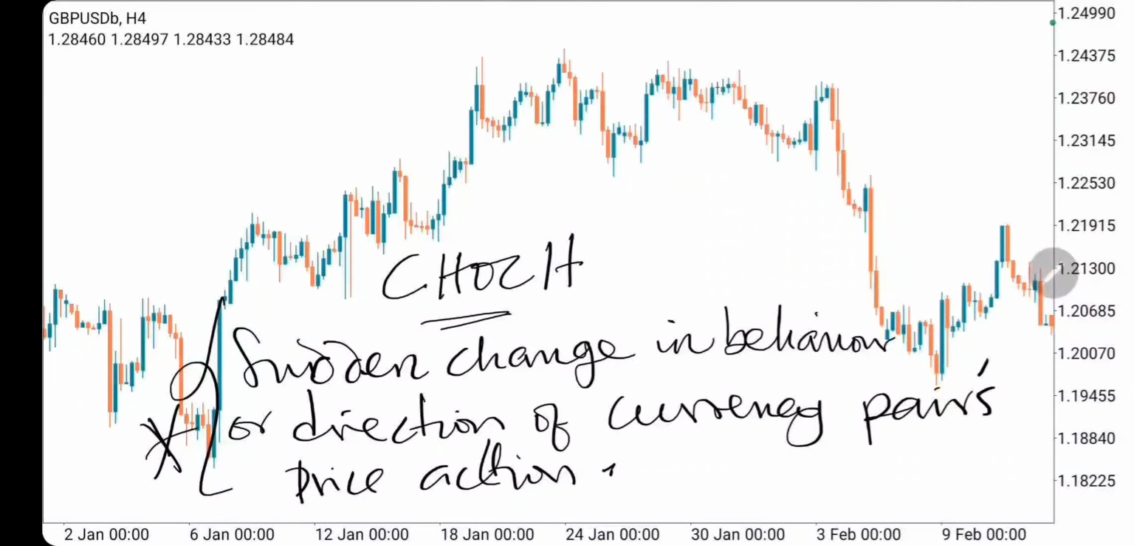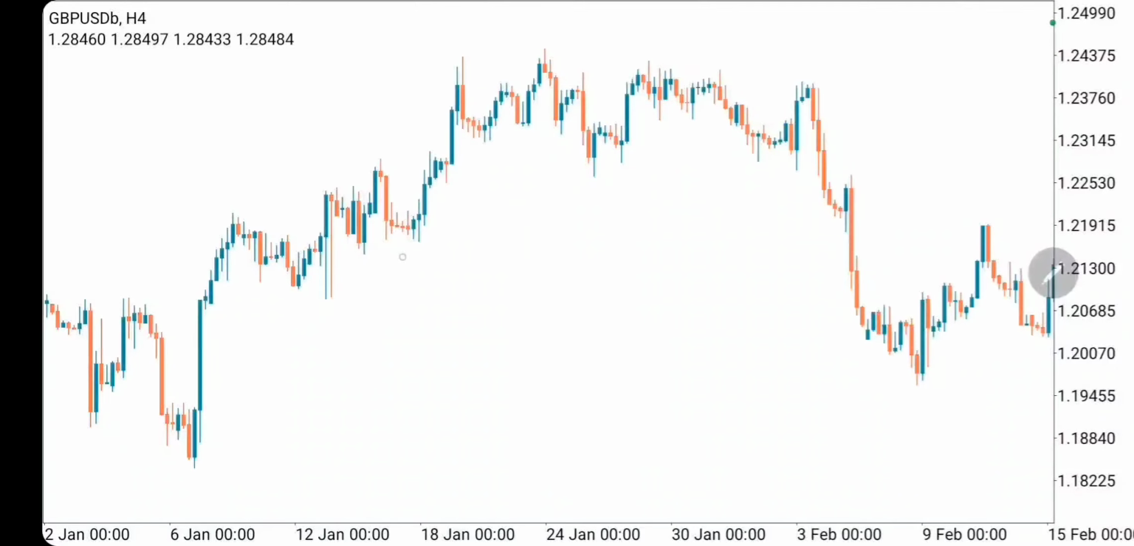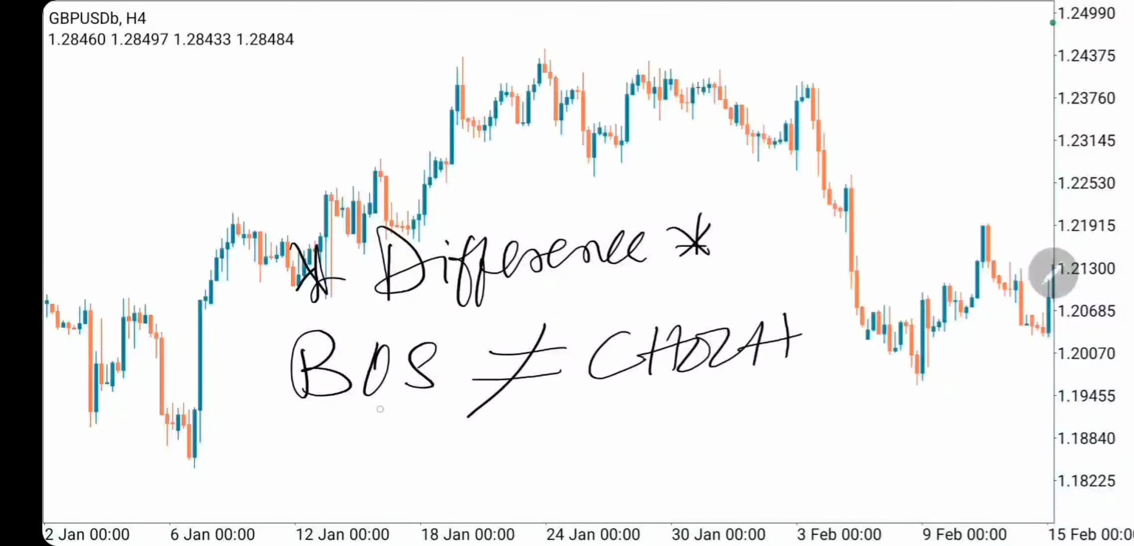All right, so break of structure and change of character are not the same. You need to know that there is a difference between these two concepts. The major difference between these two is that break of structure, BOS, signifies trend continuation.